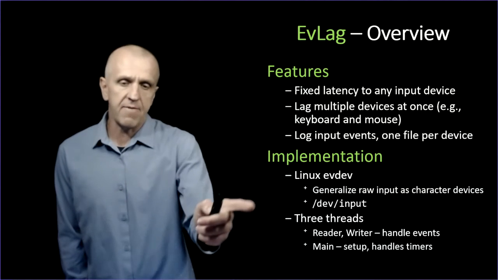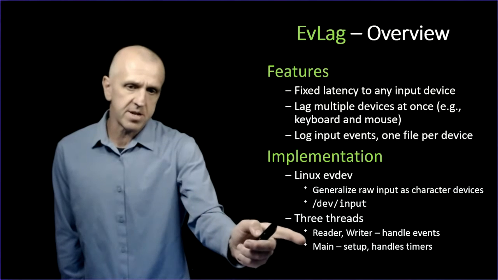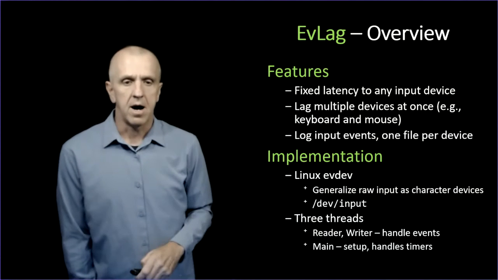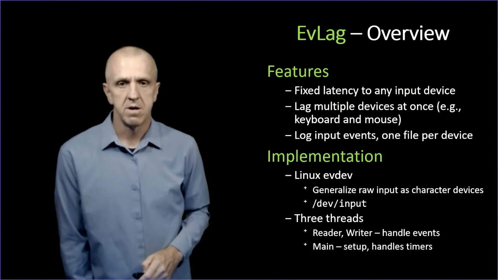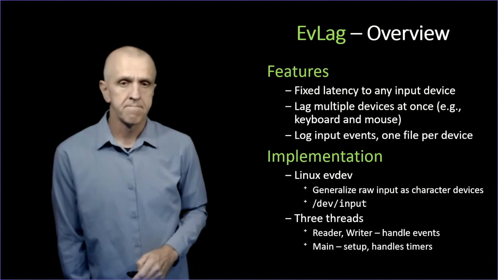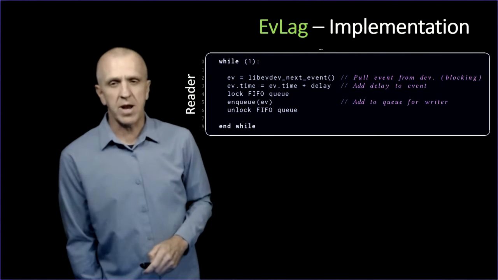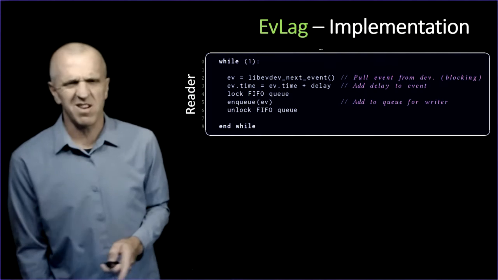In the EvLag implementation, we use three threads: a reader, a writer, and a main. The reader and writer handle the events. The main sort of handles the timers. I'll talk about each of those a little bit. So this is the reader thread pseudocode. It might be a little bit small here, so I'll just talk you through it.